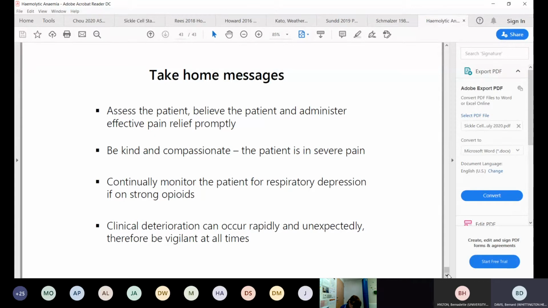And so don't prejudge things. Always open a new page, assess them carefully, believe them, and manage their pain effectively. We've talked about being kind and compassionate. To me, that's what the patients remember the most. And we've talked about maintaining vigilance at all times, because these patients can go off so quickly. It's unbelievable. And I'm going to stop there and ask if anyone has any questions.